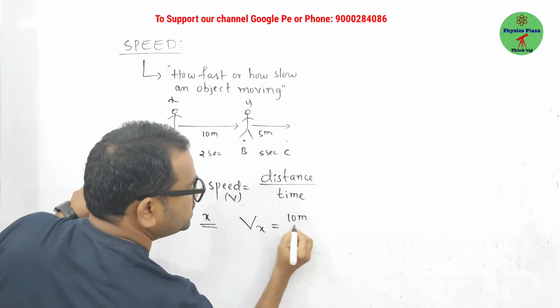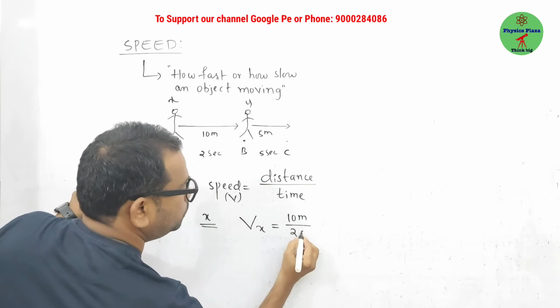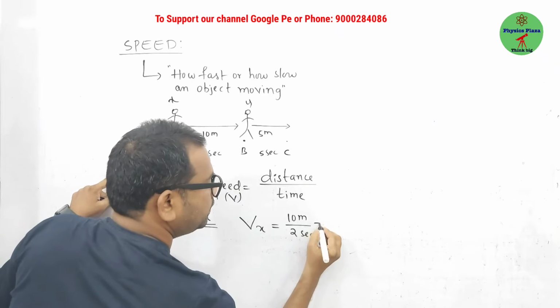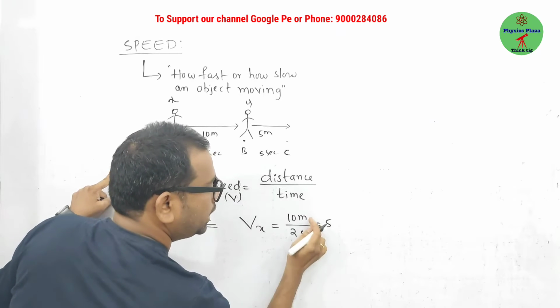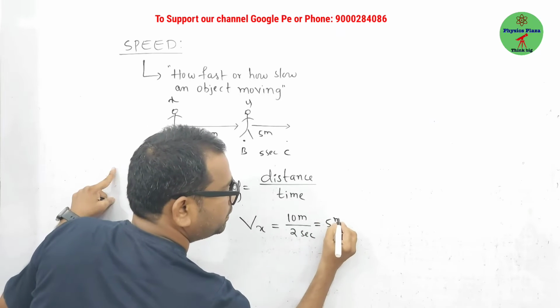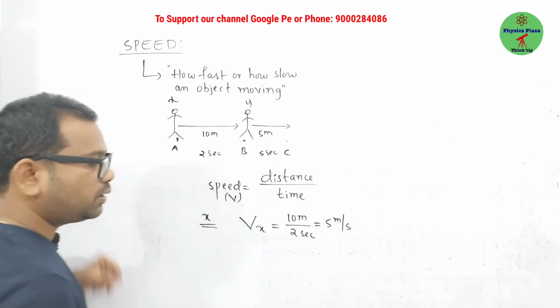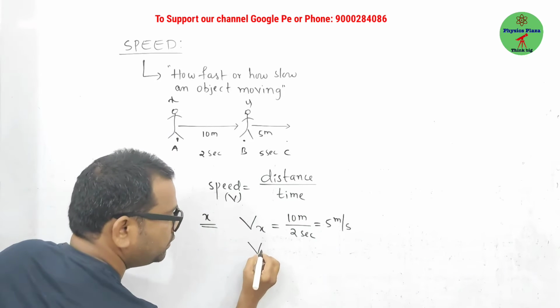10 meters by time is 2 seconds. So, it will be 10 by 2, which is how much? 5 meter per second only. Simple. Okay. Now, what is the speed of Y, dear children?